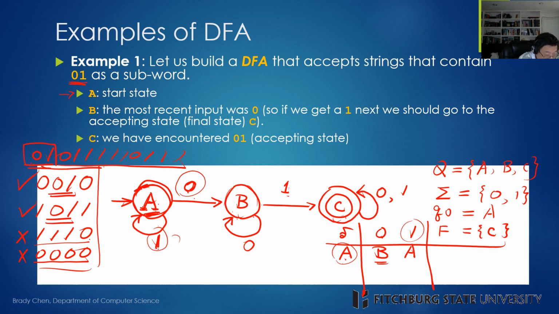Now let's look at B. If we are currently in B and B is combined with 0, we stay in B, right? If B combines with 1, we finally reach the accepting state C. So that's the whole story for B, and let's look at C. If the current state is C and we get 0, we still stay in C. And if it's 1, we stay in C, and C is the accepting state. We use the asterisk to mark C. So that's the transition function.